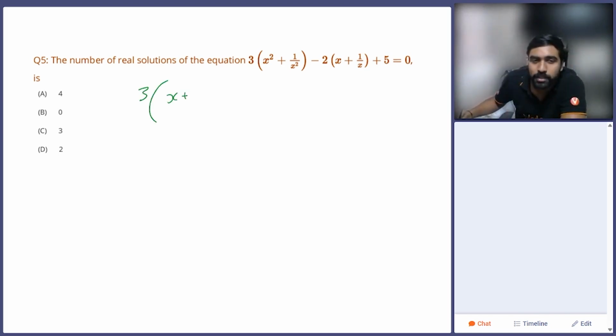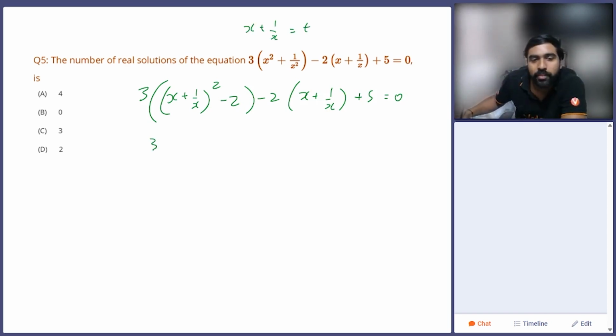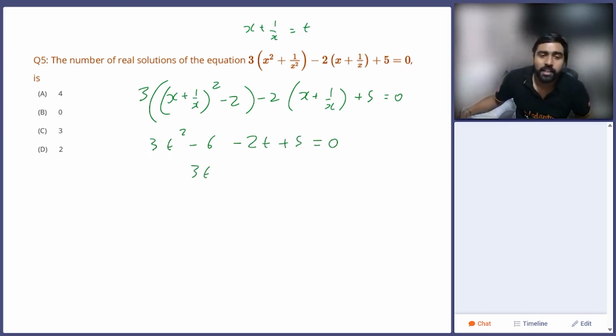That is this x square plus 1 upon x square. I can write this as (x plus 1 by x) the whole square minus 2, minus 2 times (x plus 1 by x) plus 5 equals to 0. Okay. So I'll substitute x plus 1 by x as equal to t. And what will we get? We'll get 3t square minus 6 minus 2t plus 5 equal to 0 as the expression. So this is 3t square minus 2t minus 1 equal to 0. So this factorizes as (3t plus 1) into (t minus 1) equals to 0.